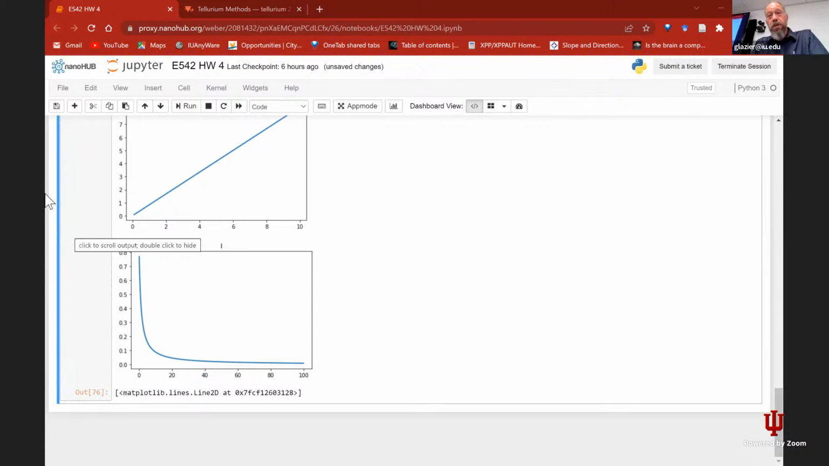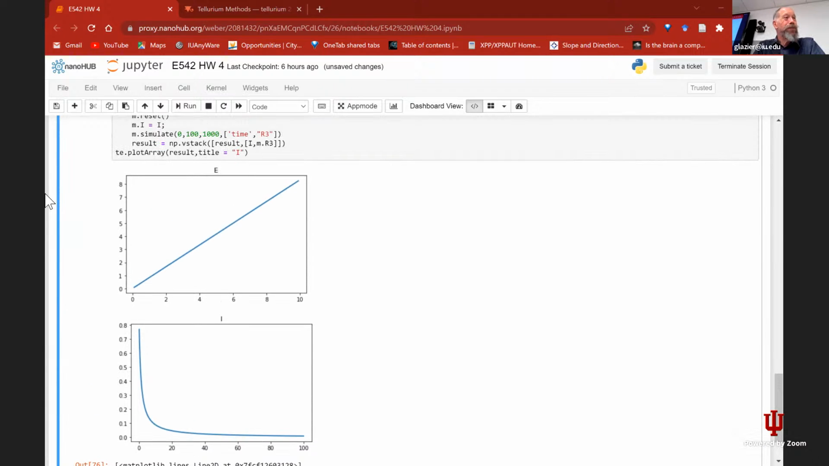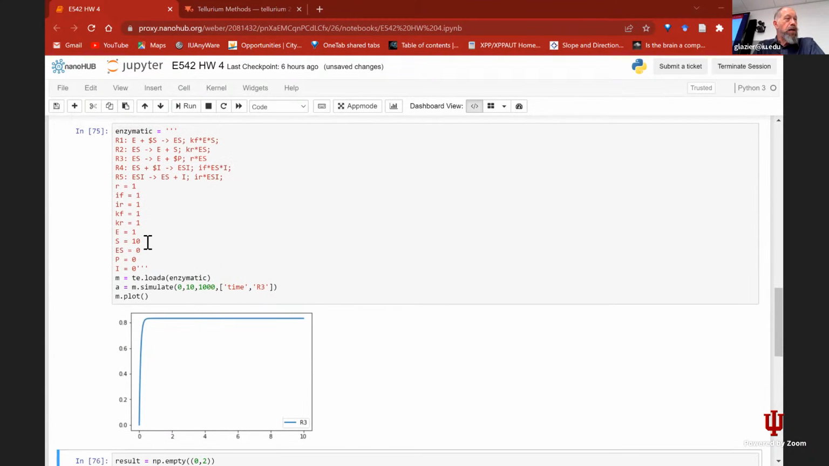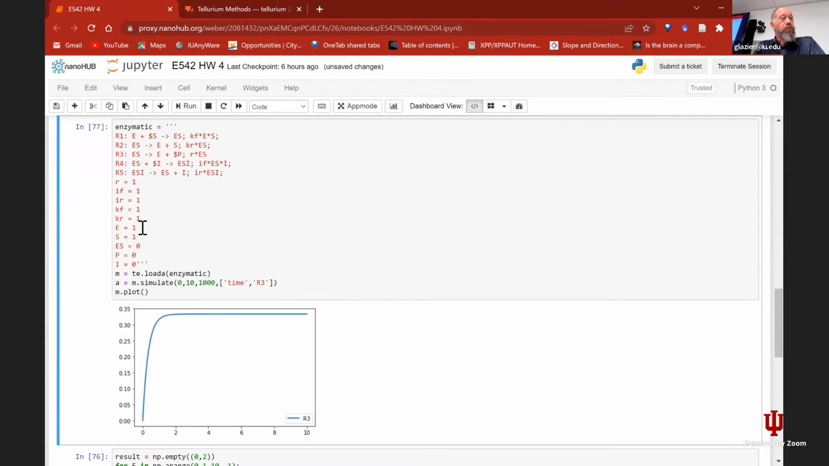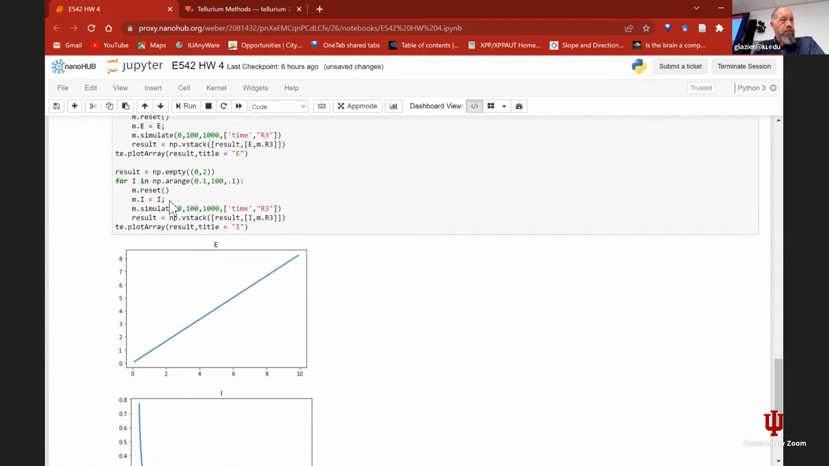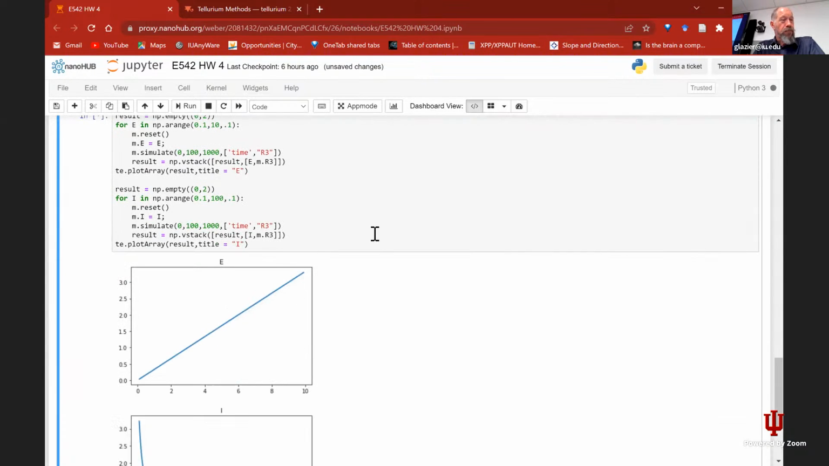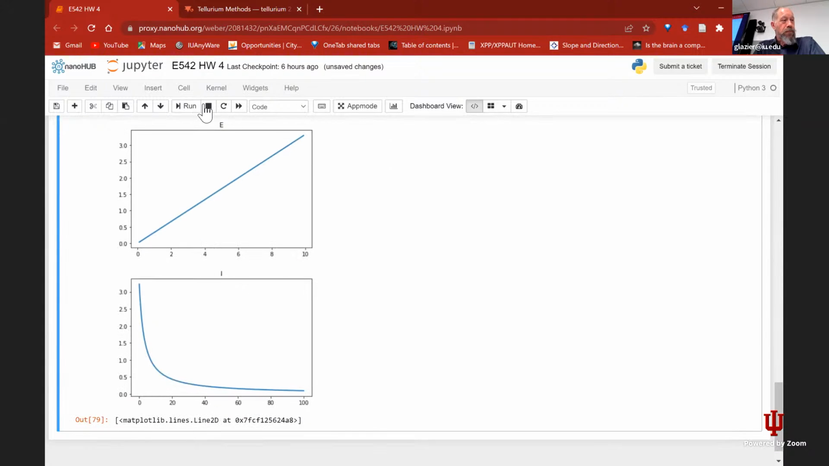Matplotlib has all sorts of fancy plotting features. Remembering how to call them isn't always so easy though, so I tend to stick with the simpler ones, but that's great. Let's put the amount of S back to 1, and let's make the amount of enzyme 10. So that one doesn't change very much. It's hard to tell without the exact values, but it changed the scale. It's 3.0. It was 0.3.